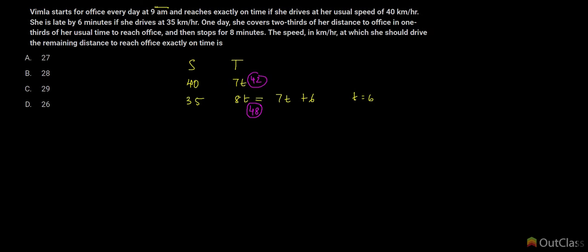Second part, one day she covers 2/3 of the distance to office in 1/3 of her usual time. So there is a total distance to cover. That distance, let's call it D, is S into T, so 40 km per hour into 42 minutes, but convert that to hours. This is the distance. This would be 2/3 of 42, 28 kilometers.